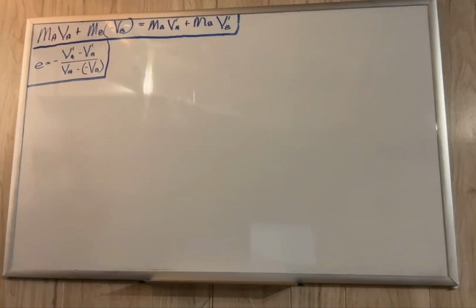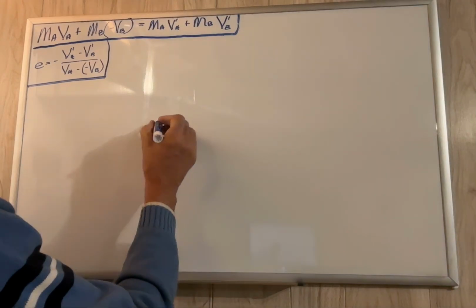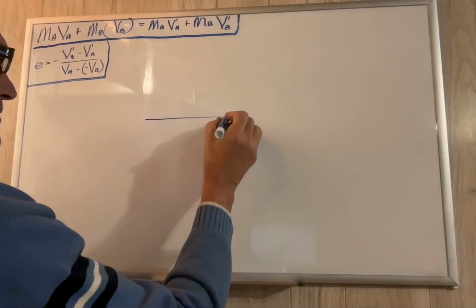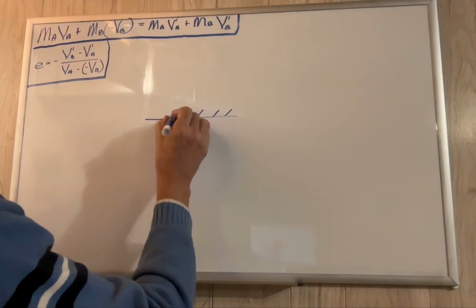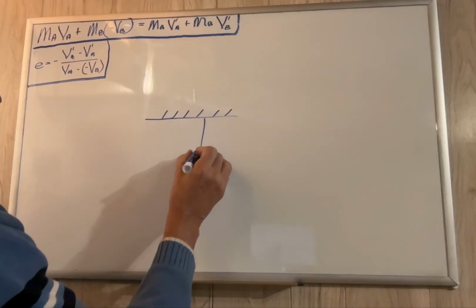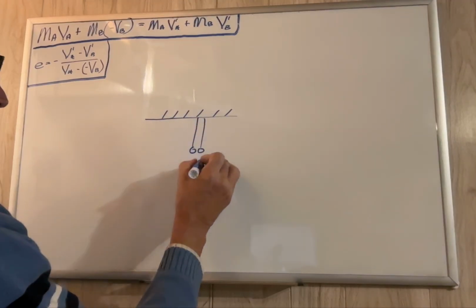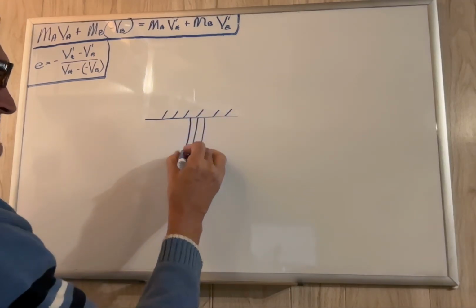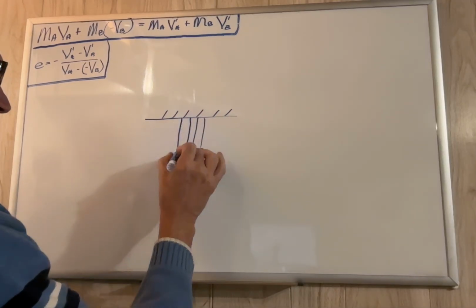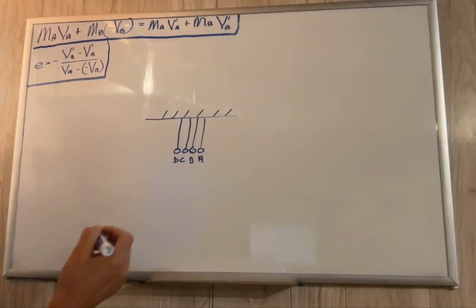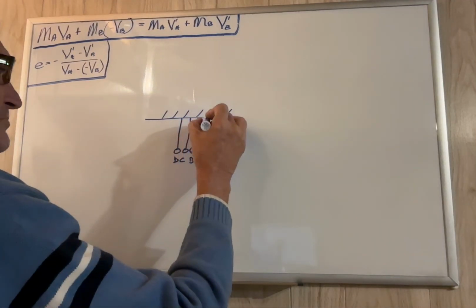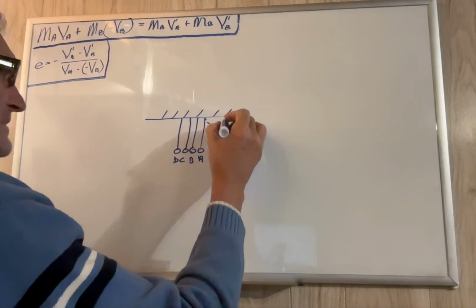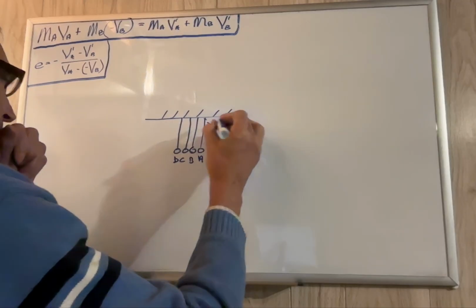These two equations are really important foundational equations to figure out what's going on with Newton's cradle. So if we have Newton's cradle here, we're going to call this one ball A, ball B, and we'll call it C, and then we'll call it D. What we want to do is pull ball A back in such a way that we make an angle.